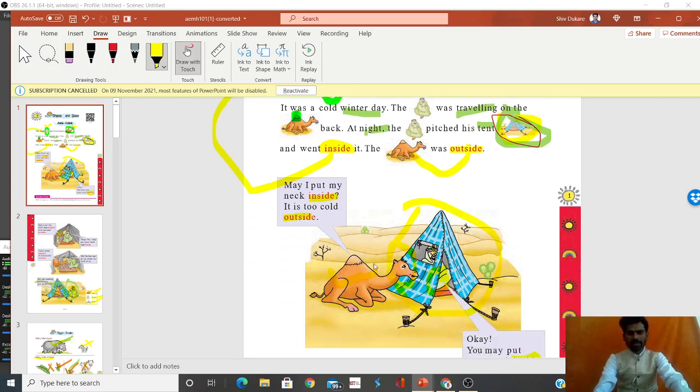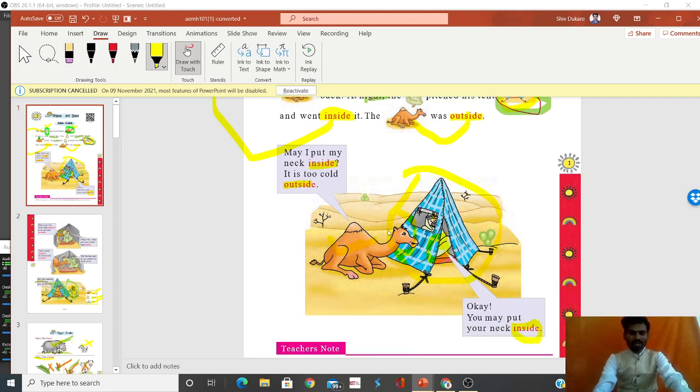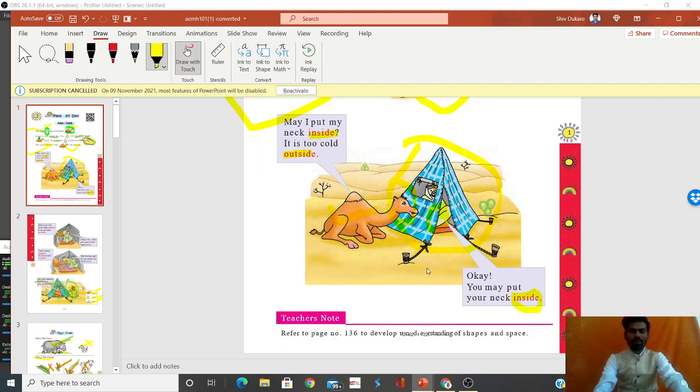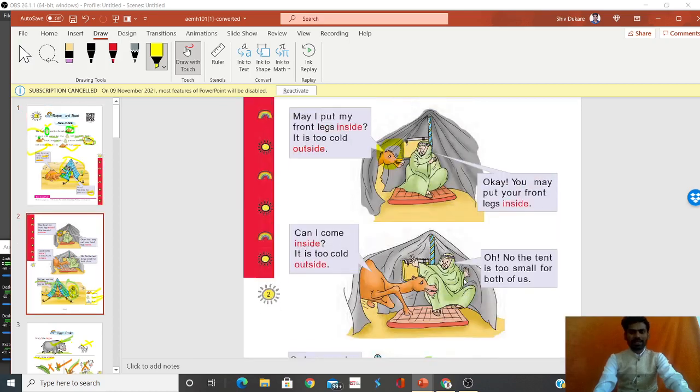Now the camel is saying, "May I put my neck inside? It is too cold outside." What is the camel saying? The camel is saying, "May I put my neck inside? It is too cold outside." What is the Arab saying? The Arab says, "Okay, you may put your neck inside."